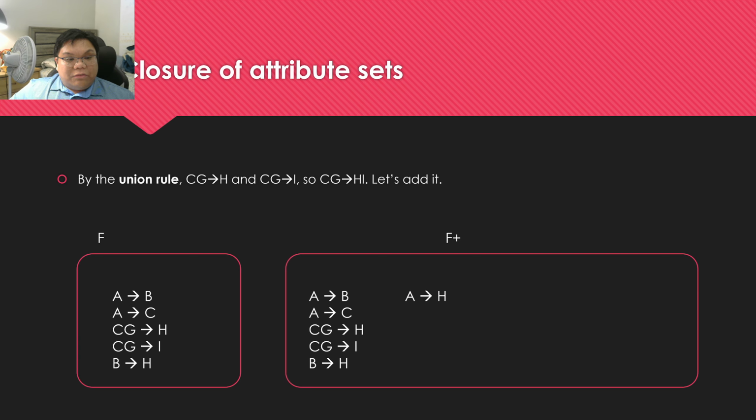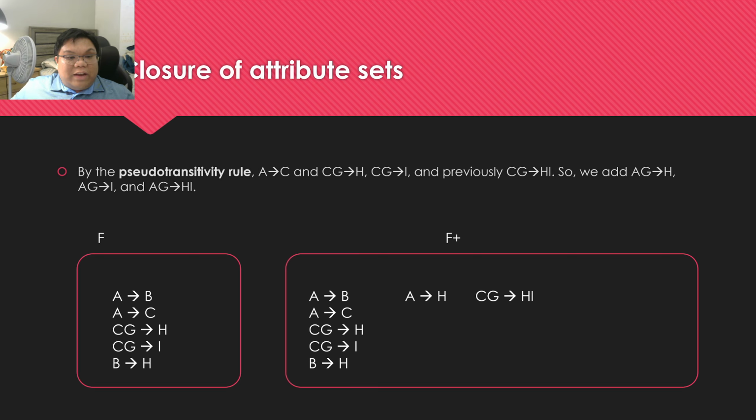We can use the union rule on CG. We can use this union rule to combine multiple functional dependencies whose left-hand sides are the same. So we have CG determines H and CG determines I. Therefore, CG determines HI. We can add that. We can also apply the pseudo-transitivity rule, where we have A determines C and CG determines H, CG determines I, and CG determines HI.